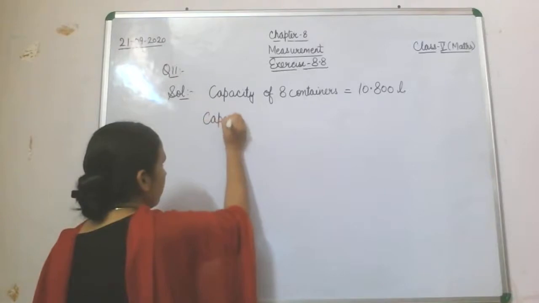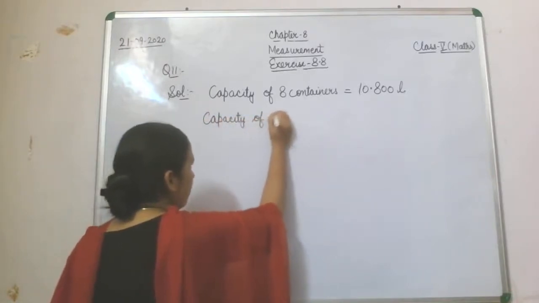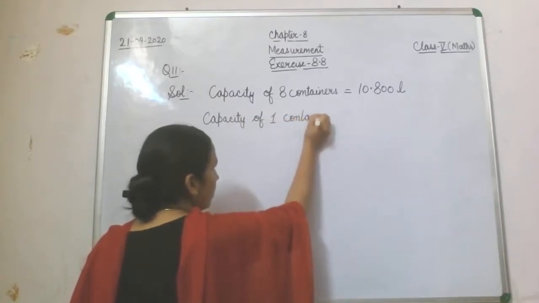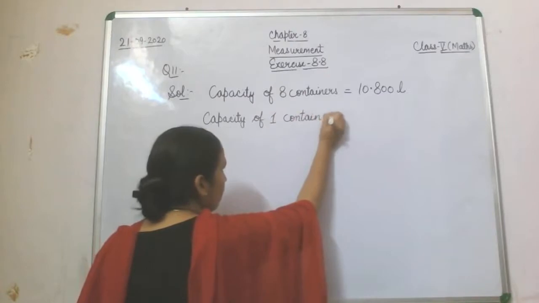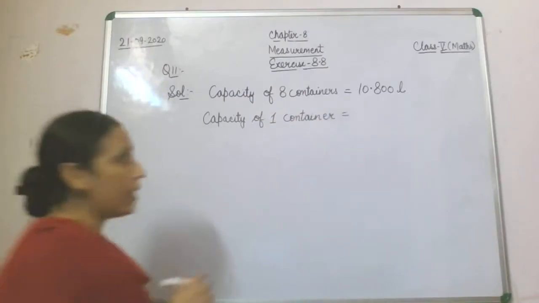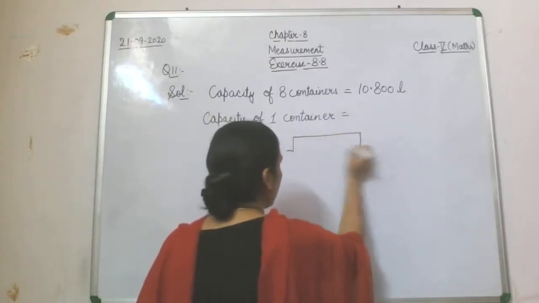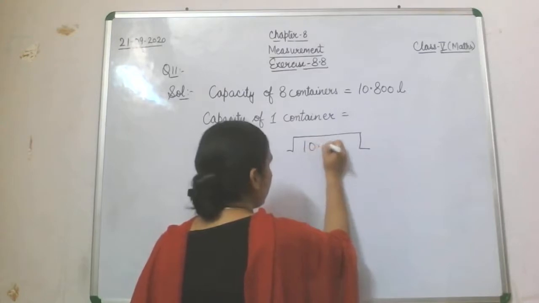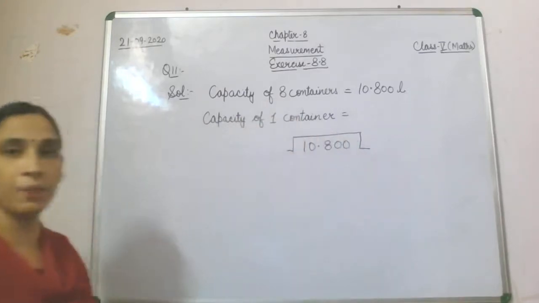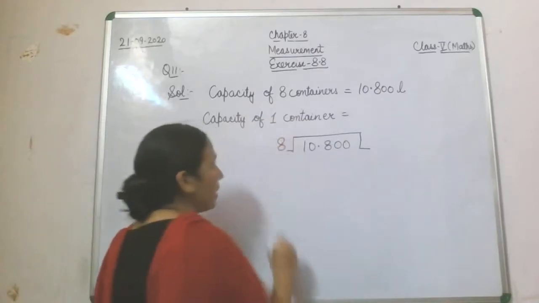Capacity of one container. Again, what is the concept here? The concept is many and one. So what we will do here? 10.800 will be divided by 8.